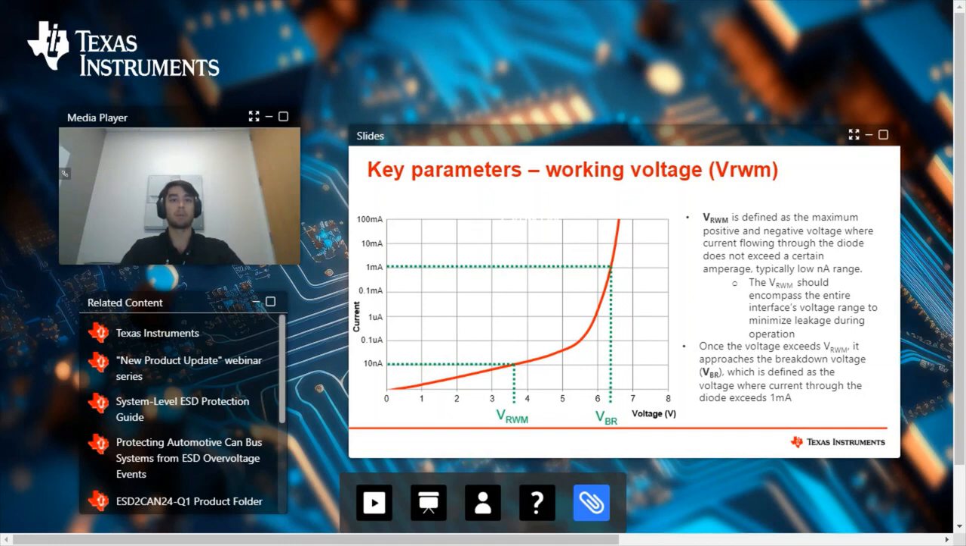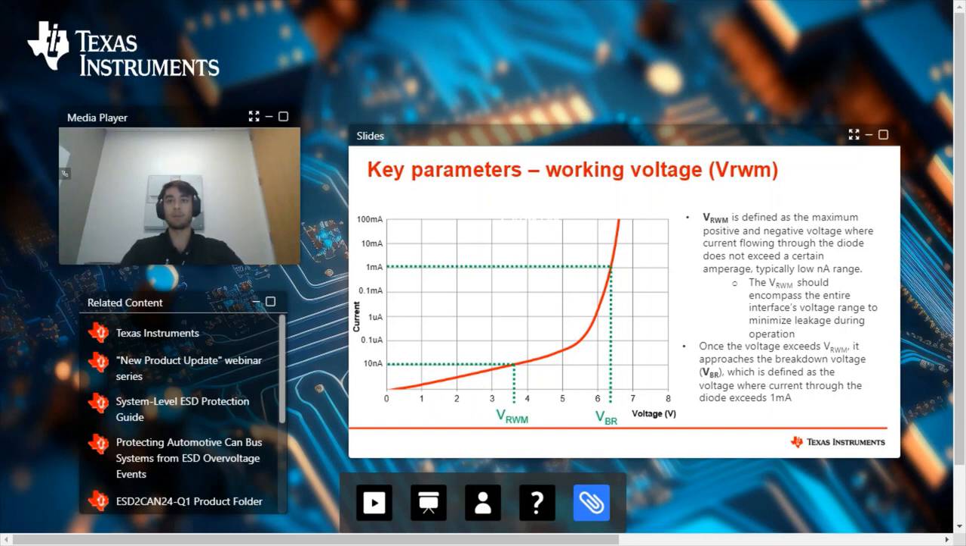And so once the voltage exceeds the working voltage, it approaches the breakdown voltage, which is defined as the voltage where current through the diode exceeds 1 milliamp. And this is true for most of our lower voltage devices. Some of our higher voltage devices will be spec'd at 10 milliamps.